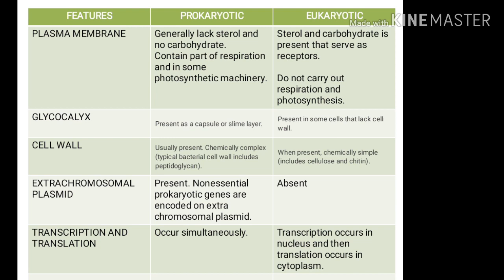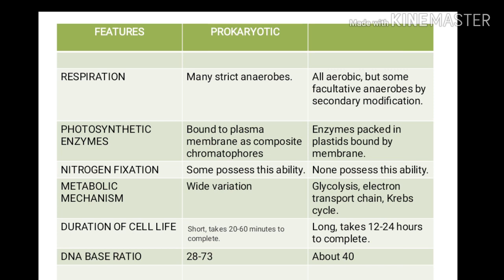The transcription and translation. In the prokaryotic cell, it occurs simultaneously, but in the eukaryotic cell, the transcription occurs in the nucleus, then the translation occurs in the cytoplasm. The respiration in the prokaryotic cell has many strict anaerobes, but in the eukaryotic cell, all are aerobic, but some are facultative anaerobes by secondary modification. The photosynthetic enzymes.